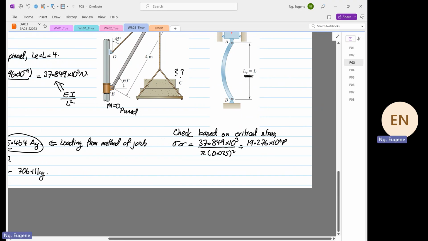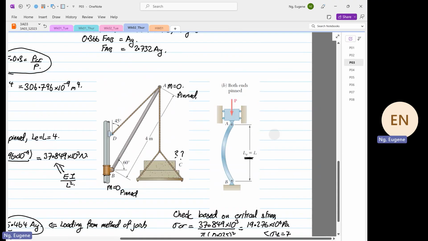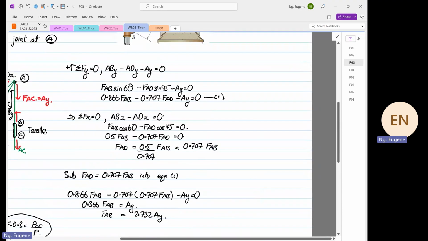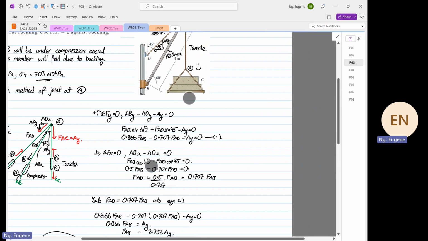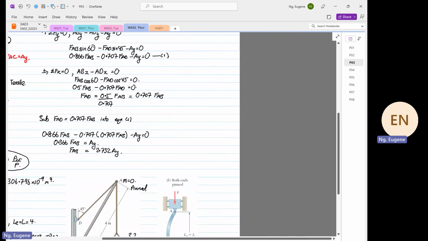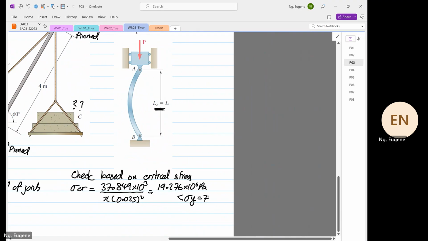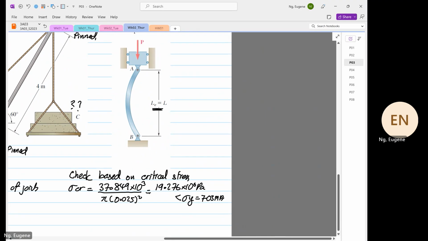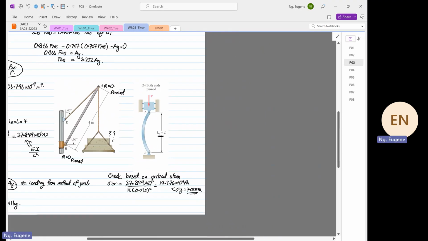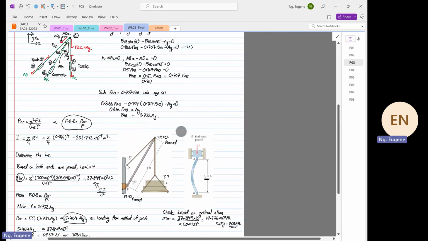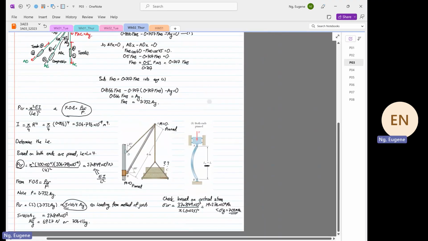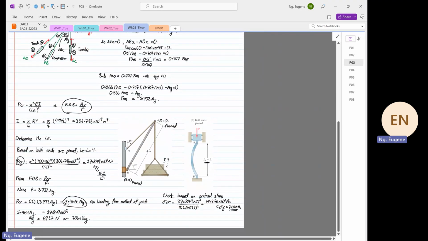times 10 to the power 6 Pascal, which is less than the yield stress, which is equal to what? 703 megapascal. Okay. So this structure is a sound design, and the maximum load it can take is 706.11 kilogram. Okay, so this is example number 2.